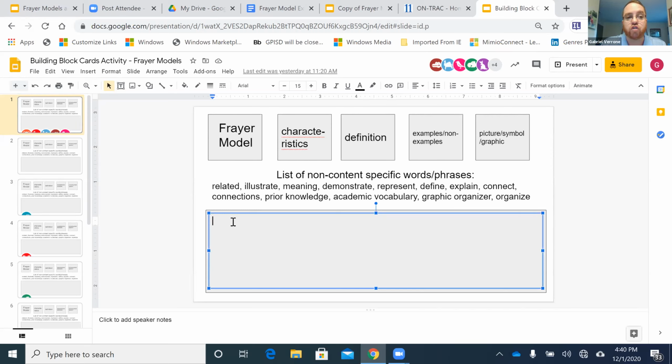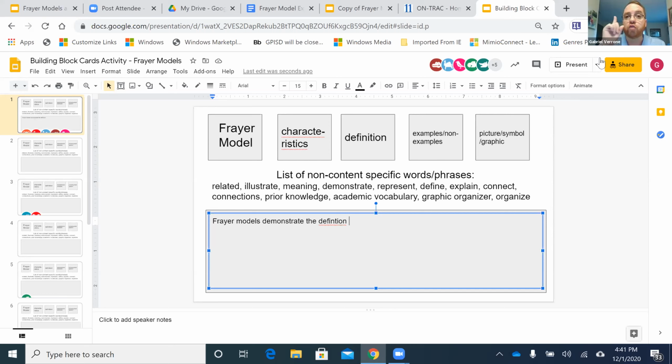And what I want you to do is take connecting words, feel free to use your own, and you're going to make your own building blocks. So write Frayer models that demonstrate the definition, right? You get it? You're good, right? Okay. So I'm going to give you 4 minutes for this.